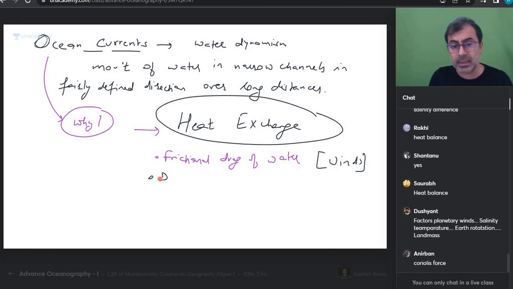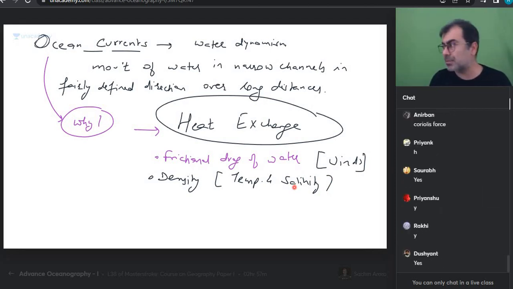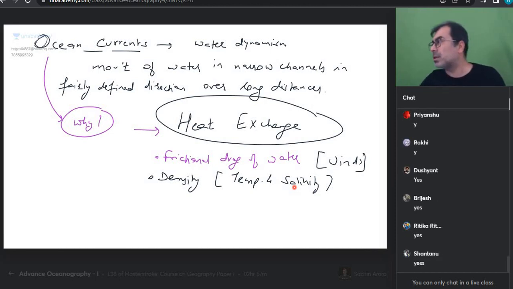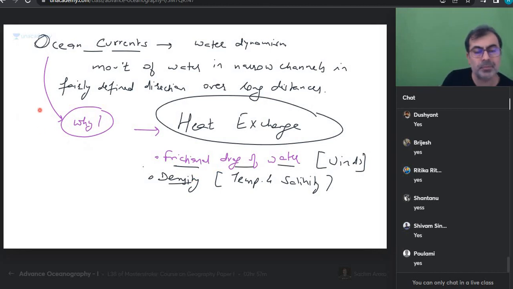And then we were looking at density, which is in itself a function of temperature and salinity. Salinity and temperature of the water will decide the density or not? Everyone, I hope you're with me. Do you understand? Do you capture that? So that is what I want everyone to look at and understand where we are operating in this. Clear? Okay. So let us decide further. Frictional drag, density is there.